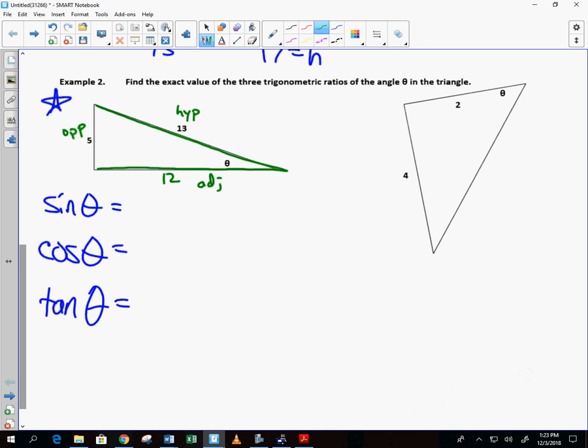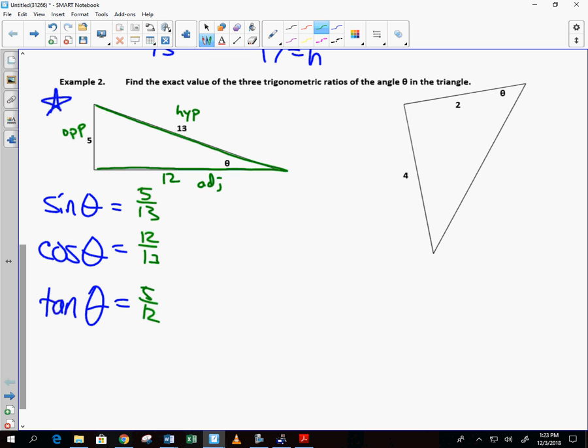Once you figure out that side is 12, okay, say that the sine is going to be 5 over 13. The cosine is going to be 12 over 13. And the tangent is going to be 5 over 12. Should be review. It's from your geometry class. Doesn't mean it's easy. Doesn't mean you remember it all.